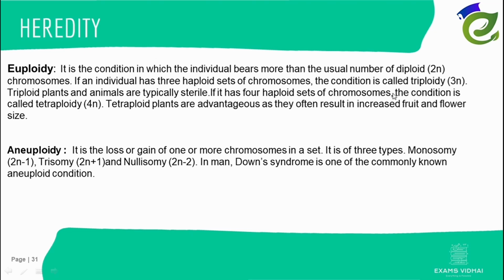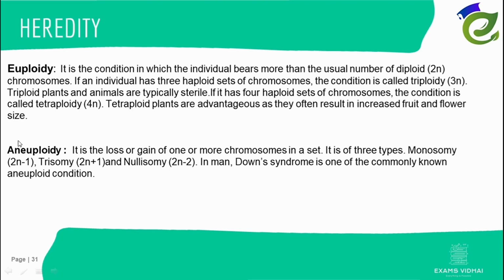So first let us discuss 3n. In 3n, they have three haploid sets of chromosomes, and these triploid plants and animals are typically sterile. Sterile in the sense they cannot go on to reproduce. Now, about the haploid set of chromosomes. These triploid plants are advantageous because they often result in increased fruit and flower size.